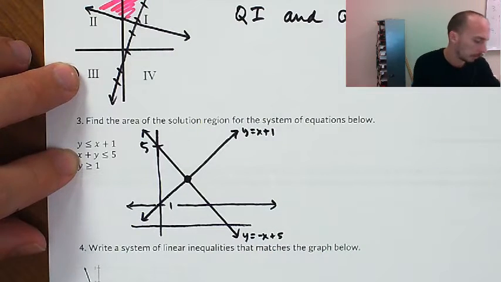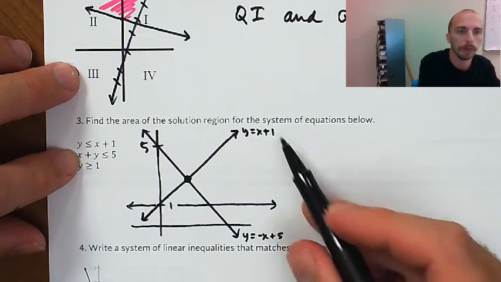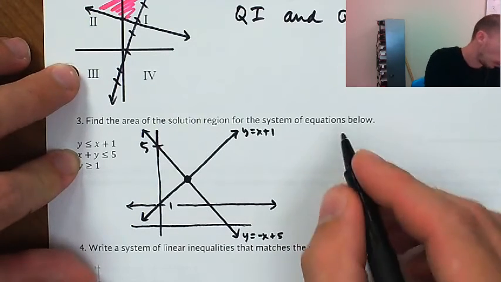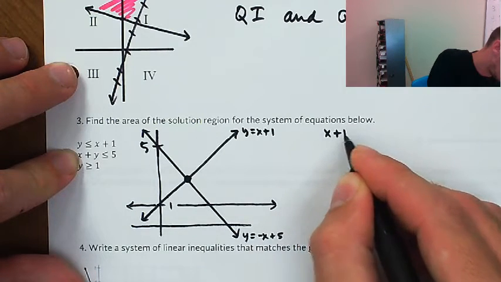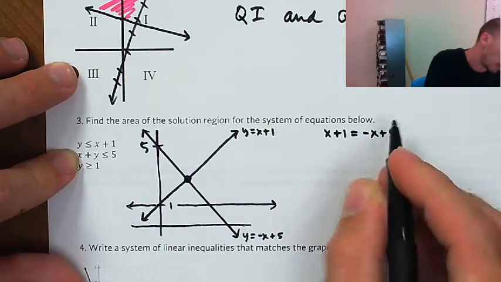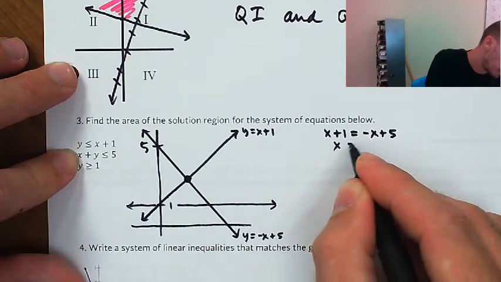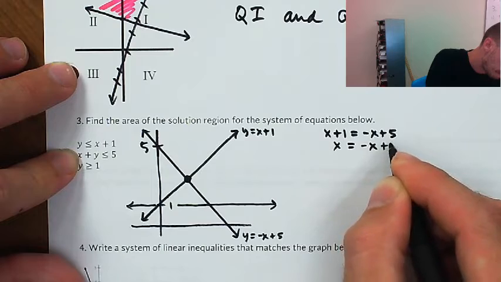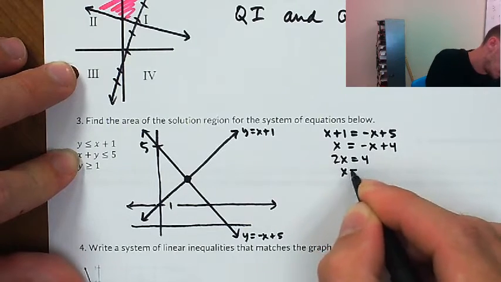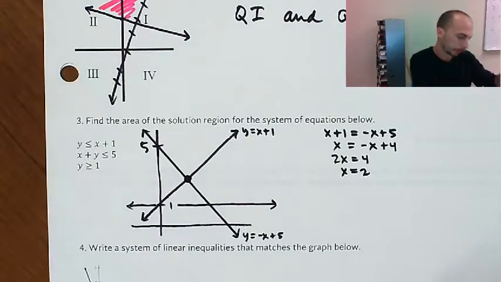Okay, so I might do some substitution, right? y equals x plus 1, y equals negative x plus 5. Substitute on the y's, and that's going to be where x plus 1 equals negative x plus 5. So I might subtract 1 from both sides, add x to both sides, and then realize, okay, x is going to equal 2.